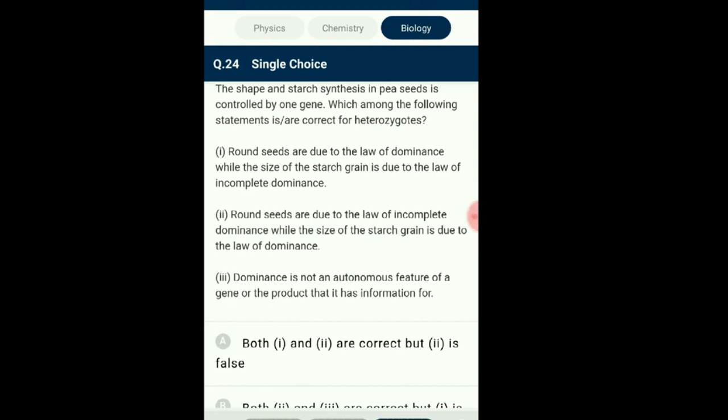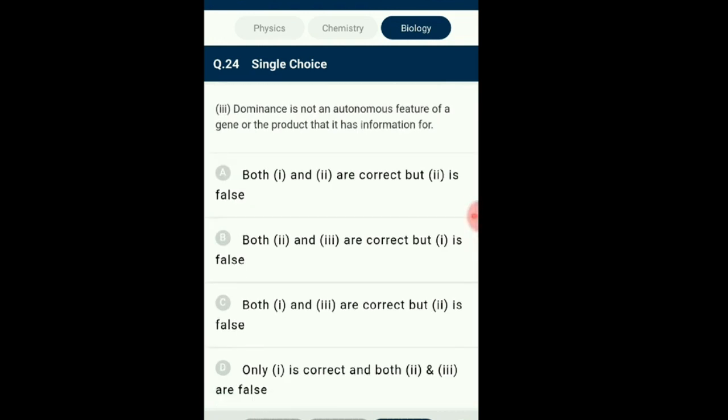Crossing of these resulted in the progeny giving round seeds like that of homozygotes, but the starch grain size was intermediate to both homozygous types. The seed shape followed the law of dominance given by Mendel, but the starch grain size deviated from it, resulting in incomplete dominance. So the answer is option C.